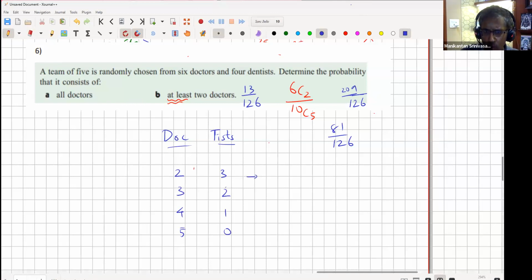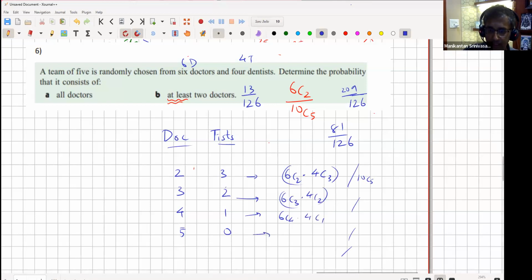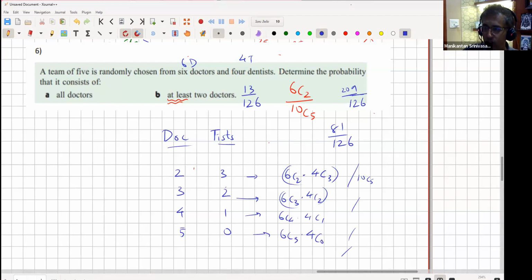If you have to select 2 doctors and 3 dentists, there are 6 doctors and 4 dentists, so it's 6 choose 2 into 4 choose 3. Upon is always the same, 10 choose 5, so I'm not going to write that again every time. This would be 6 choose 3 into 4 choose 2. This would be 6 choose 4 into 4 choose 1. And this would be the answer to the first part: 6 choose 5, and there's nothing to choose from the dentists, so 4 choose 0, which is the same as 1, as good as not multiplying.